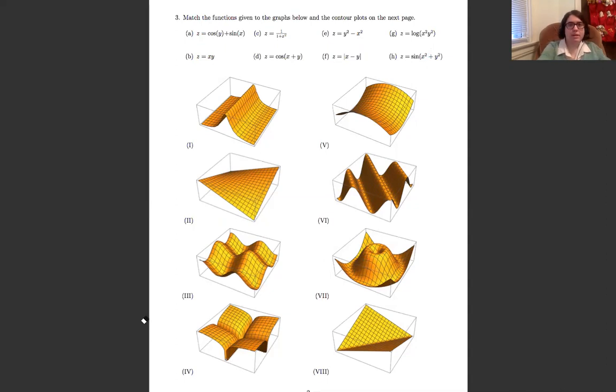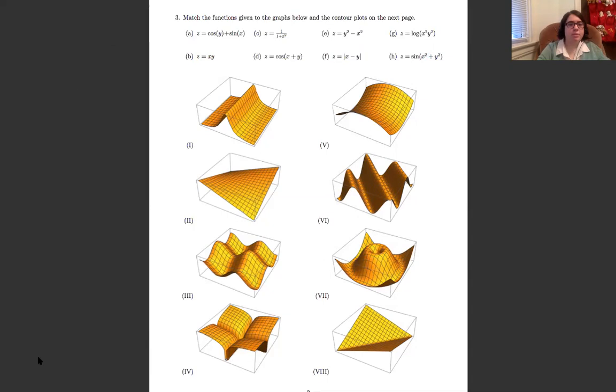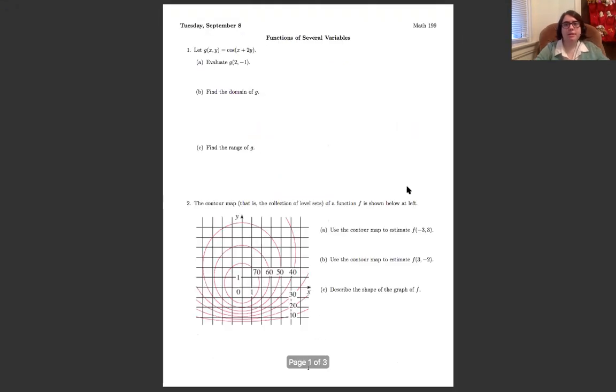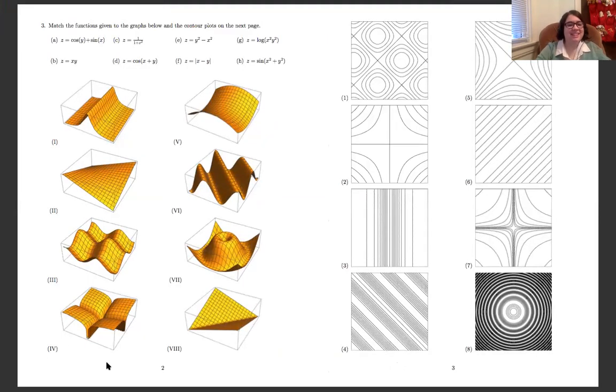So let's see if I can convince Preview to let me view both at once. Excellent, less excellent, more excellent. Let's go back to drawing.